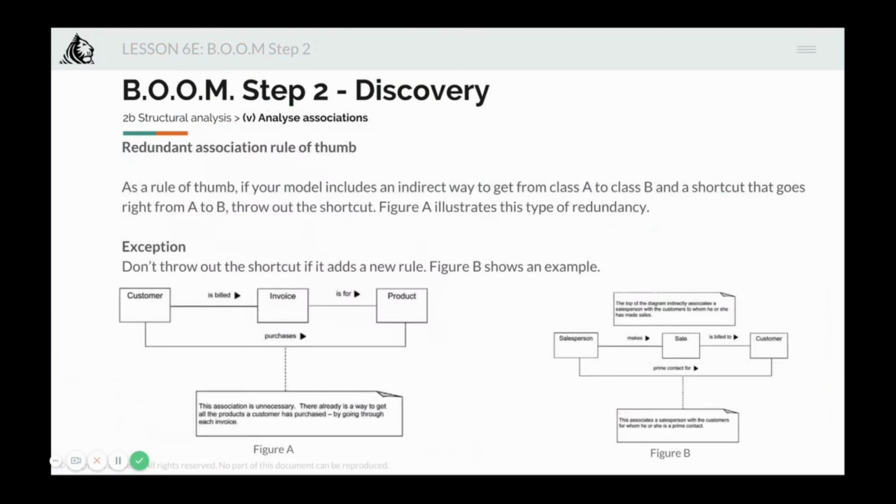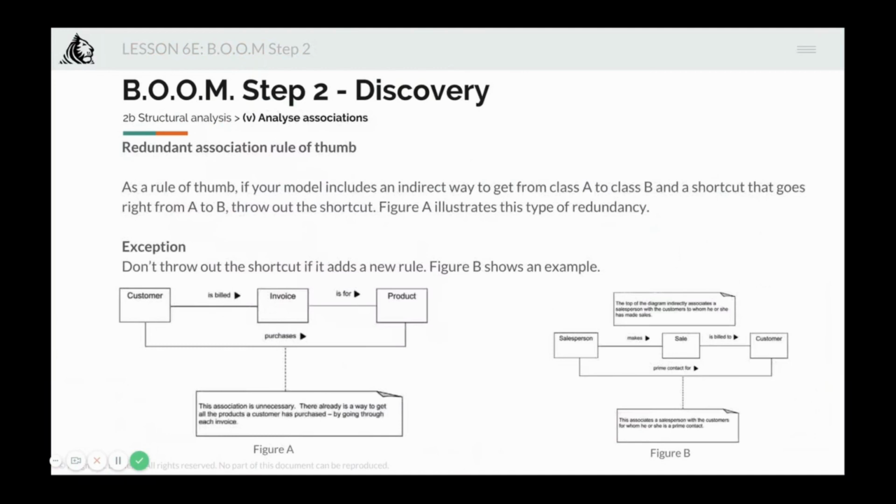What is the exception to the rule of thumb? Don't throw out the shortcut if it adds a new rule. Figure B is a good example of that. In figure B, the top path requires that the system tracks all of the sales made by a salesperson, and for each sale, the customer to whom it was billed. This implies that the system is required to track all the customers to whom a salesperson has made sales. But that's not what the shortcut says. It requires the system to associate salespeople and the customers for whom they are the prime contact.